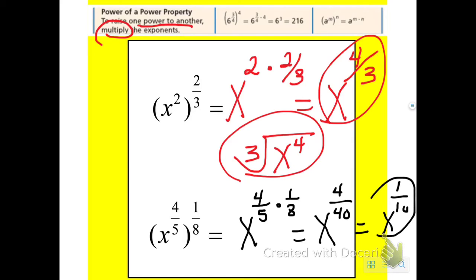That would be my exponential expression. My radical expression, my root would be 10 because it's my denominator, over x to the 1st power, and it's understood. So there's my radical expression.